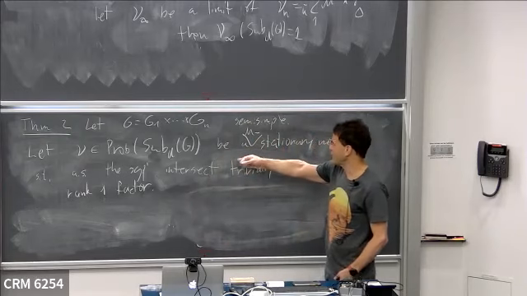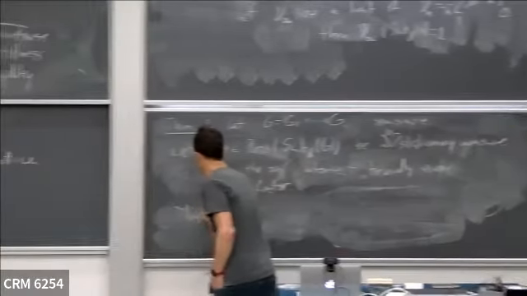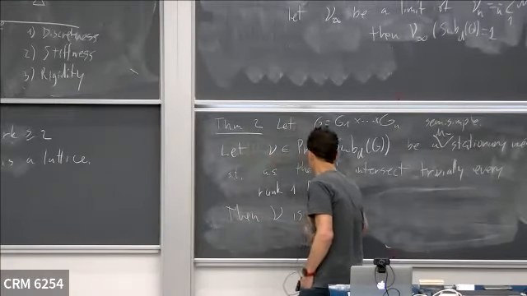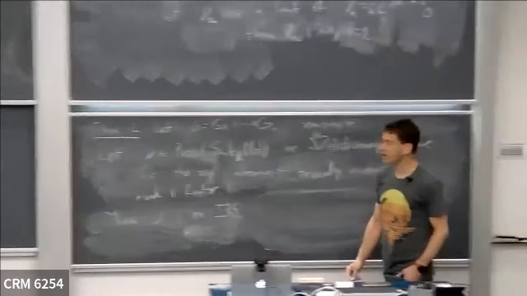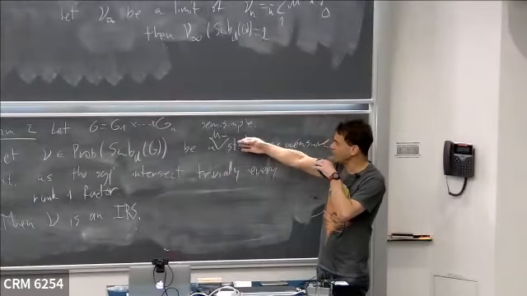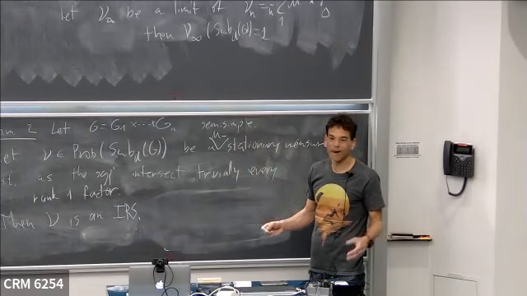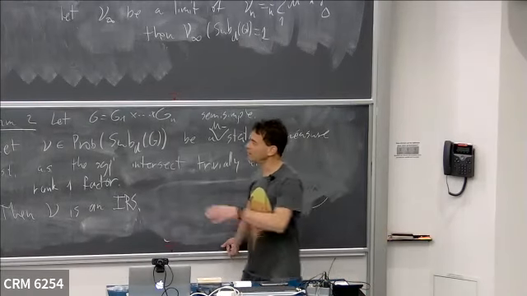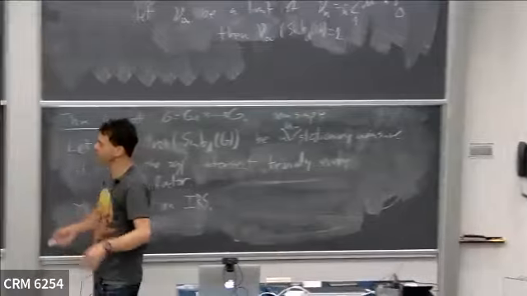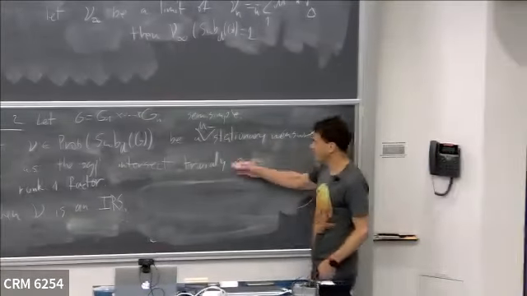So you have such a nu, then nu is an IRS. So that's what we prove. If you have a stationary measure, it's actually invariant. So you start with a random walk, and at the end you get some invariant measure. So that's the theorem.